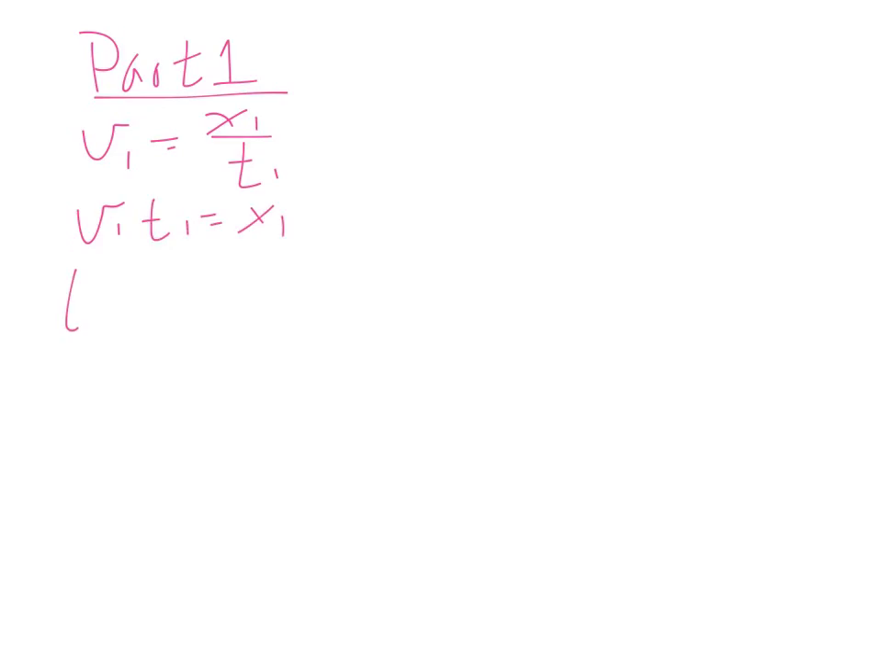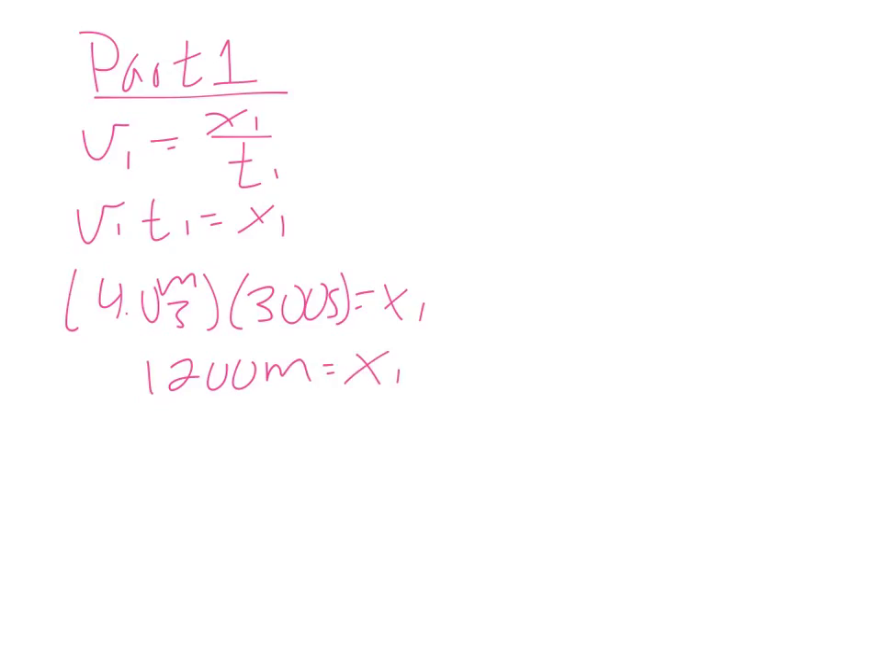Start with part 1. In part 1, we know that speed equals distance over time. We have speed, we have time. We can very easily find the distance by taking the speed times the time. So 4 meters per second times 300 seconds means that my distance covered in part 1 was 1,200 meters. There's my x1.